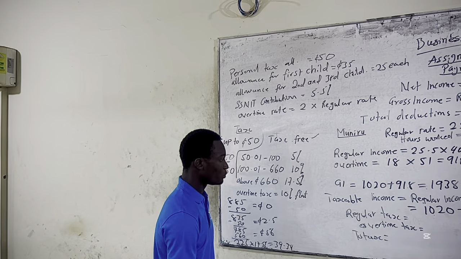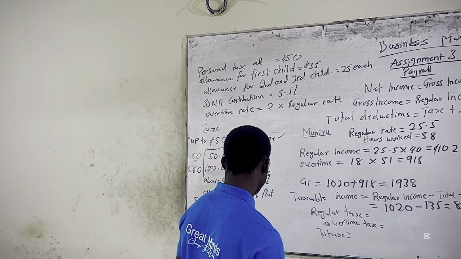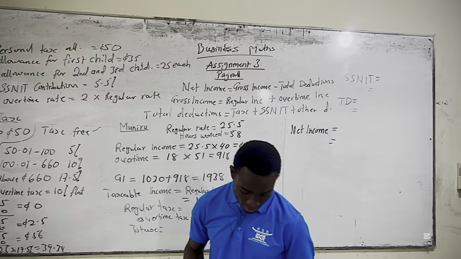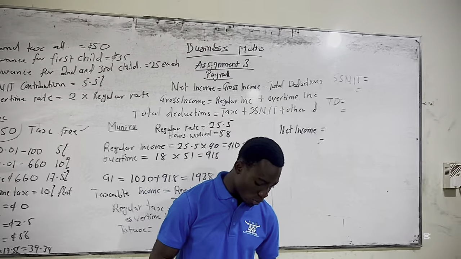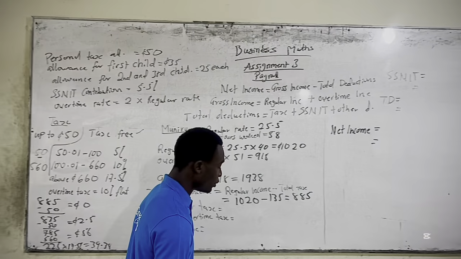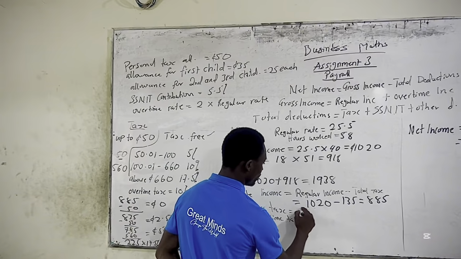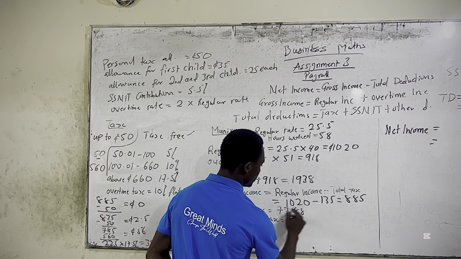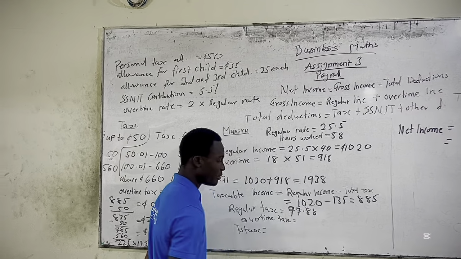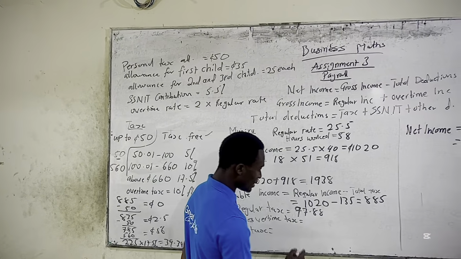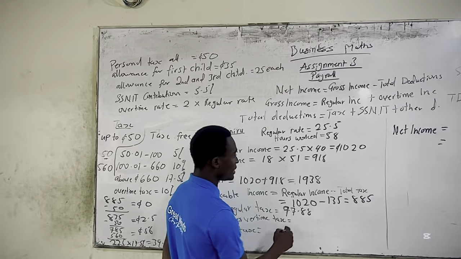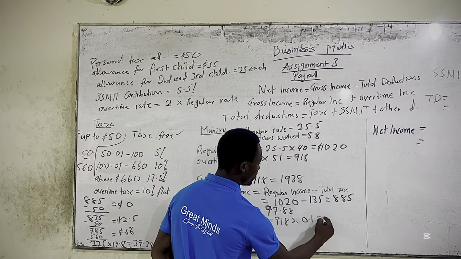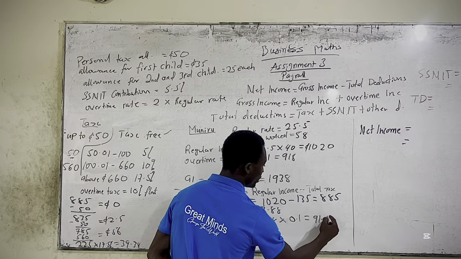Right? So our total tax is going to be the 2.5 plus 56 plus 39.28, which is going to give us what? 97.88. So regular tax is going to be 97.88. And then overtime tax will be, what is the overtime? 918 times 0.1, giving us what? 91.8.